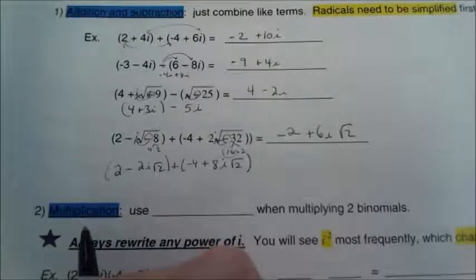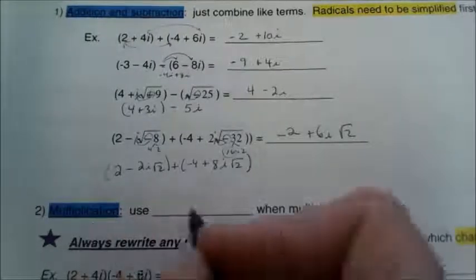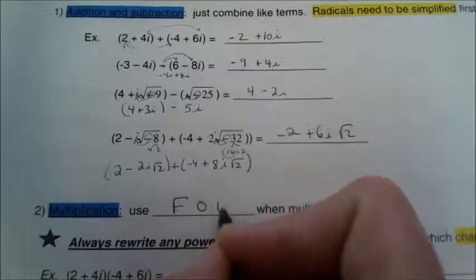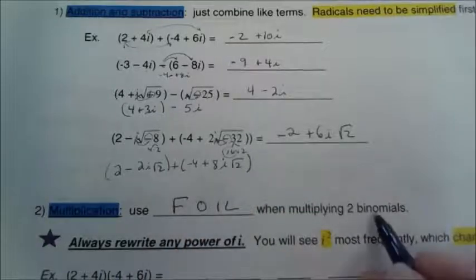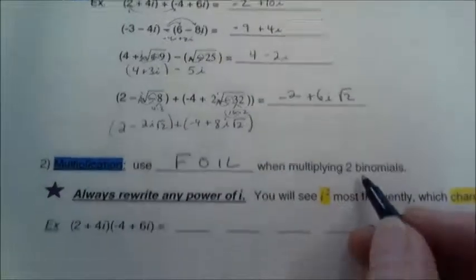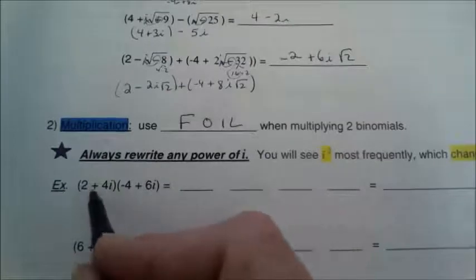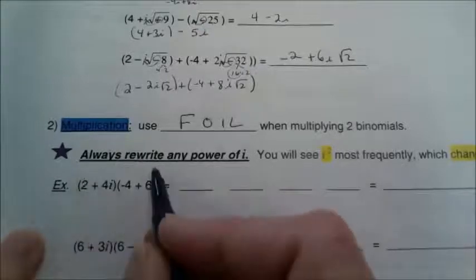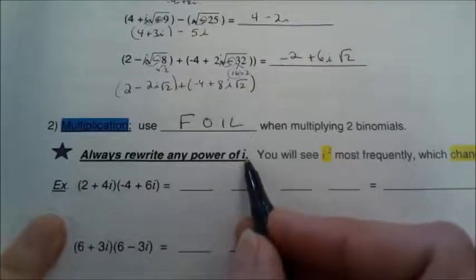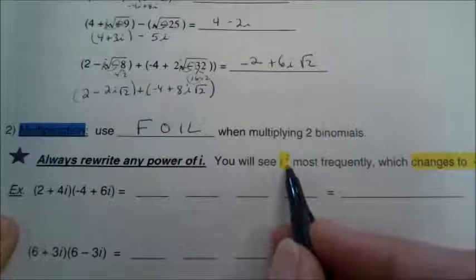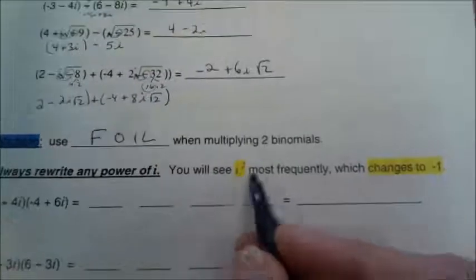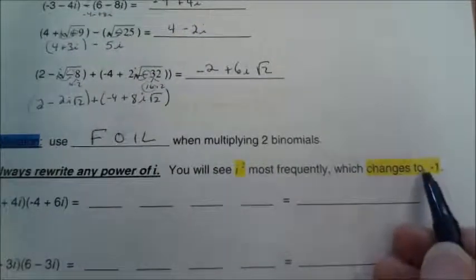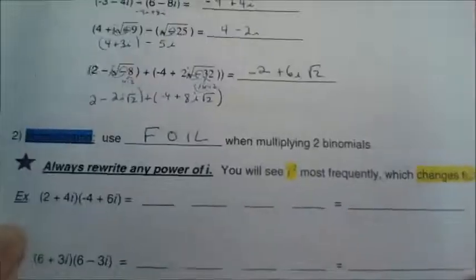Now when you multiply two complex numbers, you're going to be using the FOIL process. FOIL, two binomials. So when you have a complex number times a complex number, this is two binomials, which is a FOIL. But up here, if you have any power of i, like if you have i squared, which you're going to see a lot, i squared always has to change into a negative 1. Never leave an exponent on an i.